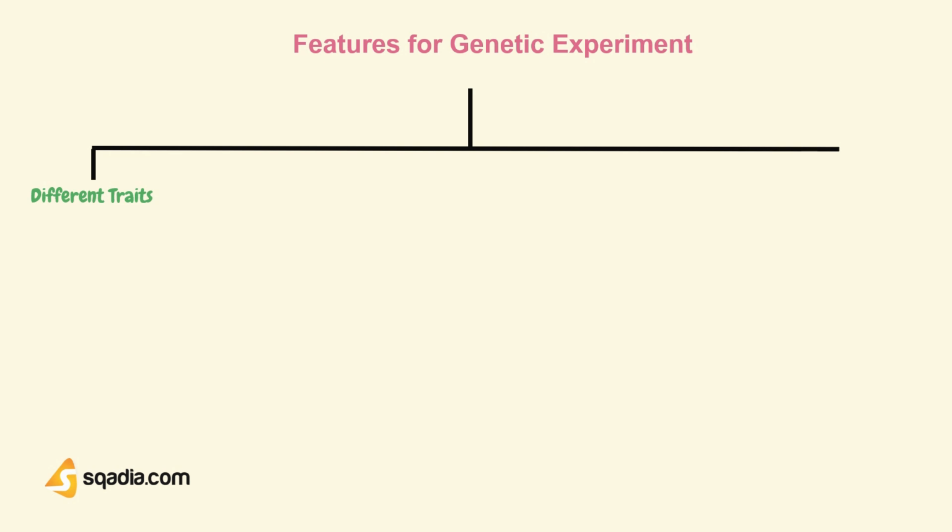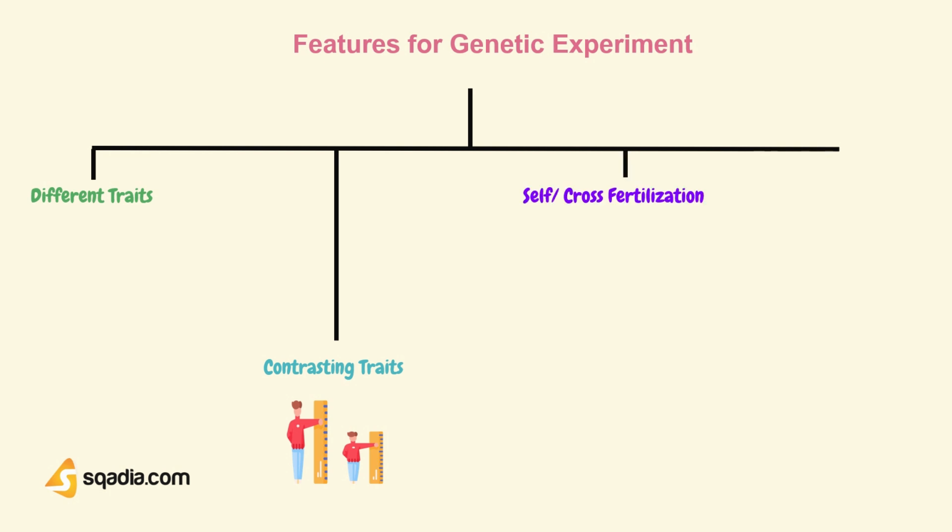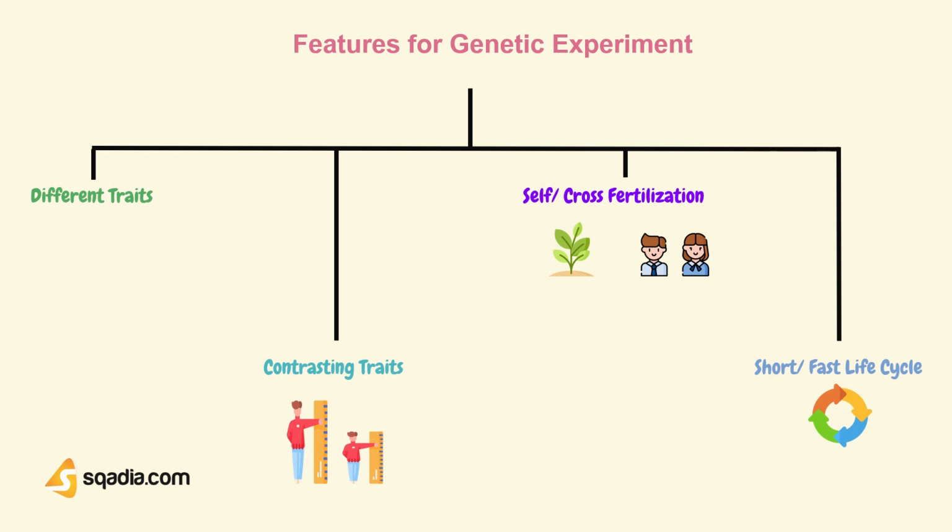The organism should have contrasting traits. For example, for the trait of height, there should be only two very different phenotypes, that is, tallness and dwarfness. The organism, if it is a plant, should be self-fertilizing, but cross-fertilization should also be possible. The organism should have a short but fast life cycle. As we have said, there should be a number of different traits. Now let's discuss these different traits.